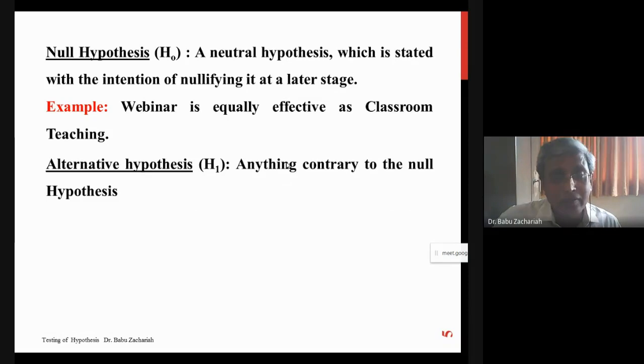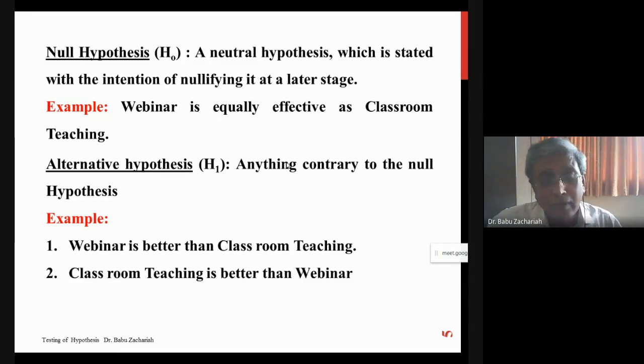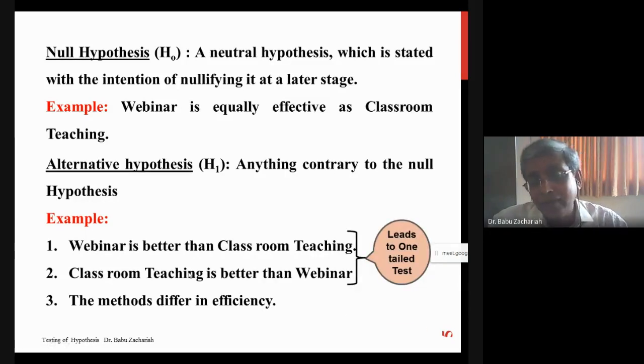Now, alternative hypothesis. Anything contrary to the null is the alternative hypothesis. Now, for example, first one, webinar is better than classroom teaching. Another, classroom teaching is better than webinar. Another, the two methods differ in efficiency. So I can state the alternative hypothesis in three different ways. In the first two, I am favoring one. Therefore, we call it a one-tailed test. Why it is, we will show you later. At present, I am giving the example in advance, we will see later.